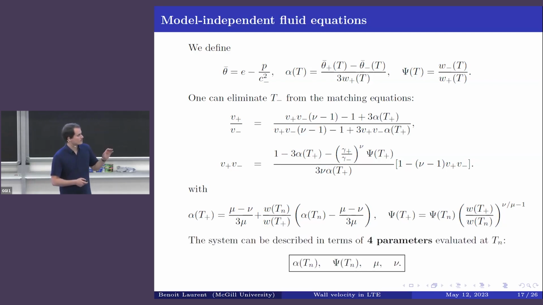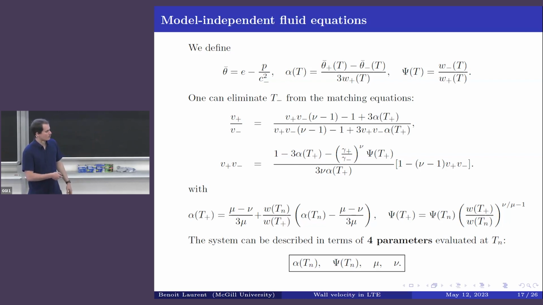And at the end, this means that to be able to compute the wall velocity when we are in local thermal equilibrium, we only need these 4 parameters: alpha, psi, and the 2 speeds of sound on both sides of the wall, all evaluated at the nucleation temperature, which is much simpler than what we had to do with the whole Boltzmann equation treatment.